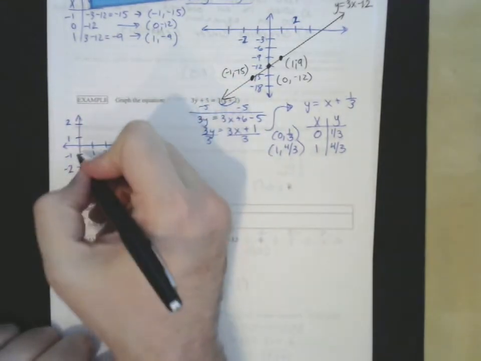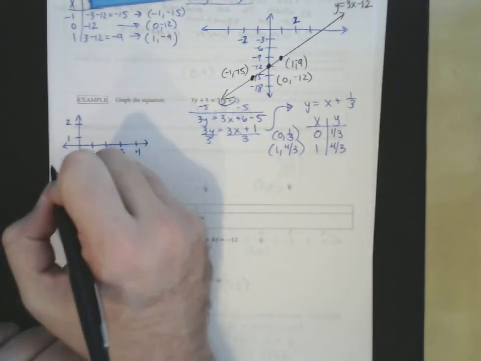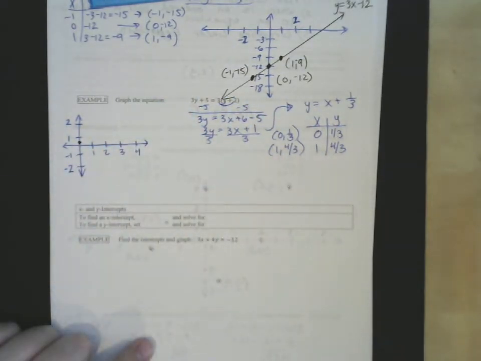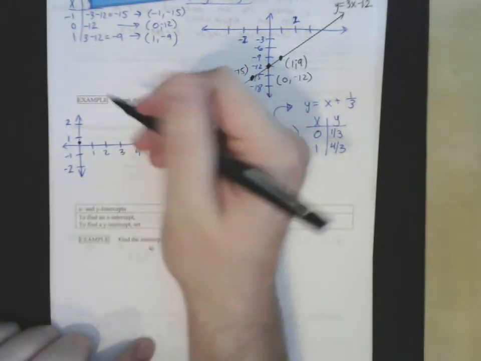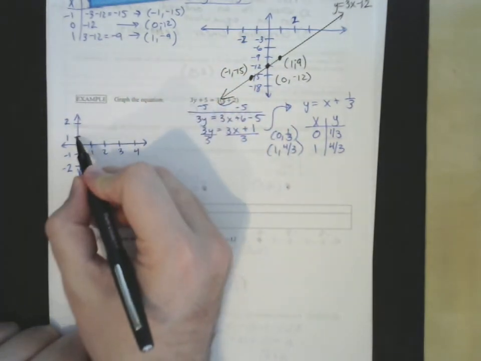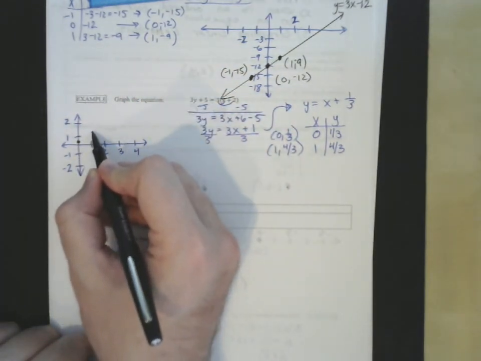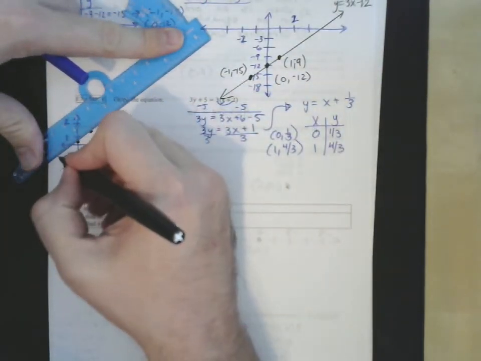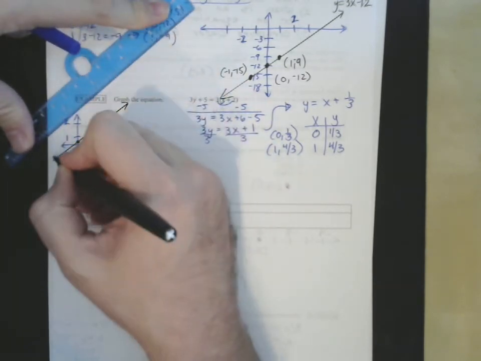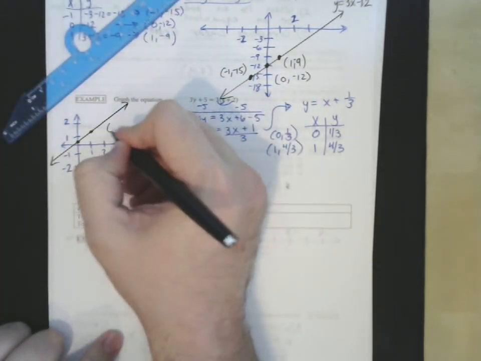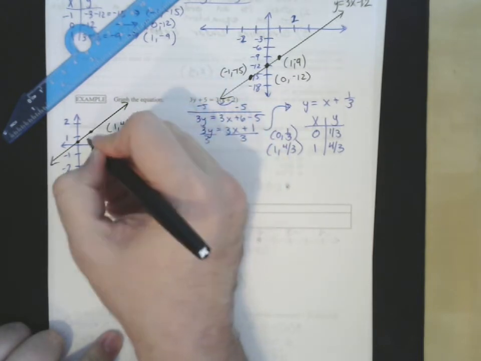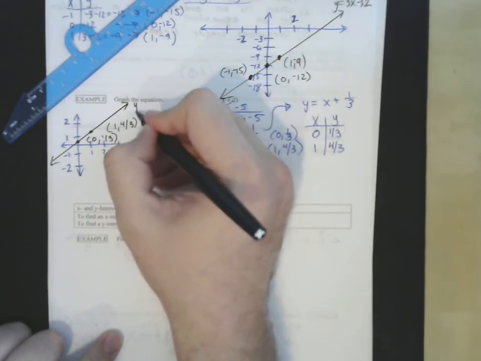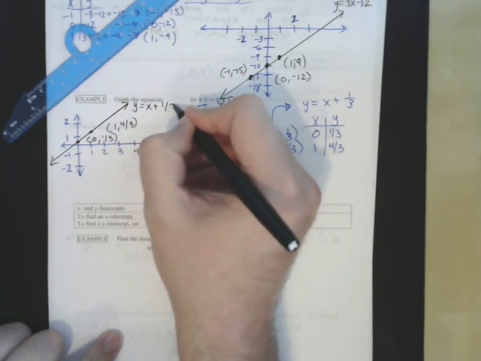We plot our points. 0, 1/3 is about right here. Again, it doesn't need to be perfect because we're going to label it in a second. And then 1, 4/3. 4/3 is 1 plus 1/3, so that's about here. And then we connect the dots. We label our points. 1, 4/3. 0, 1/3. And our line y equals x plus 1/3.